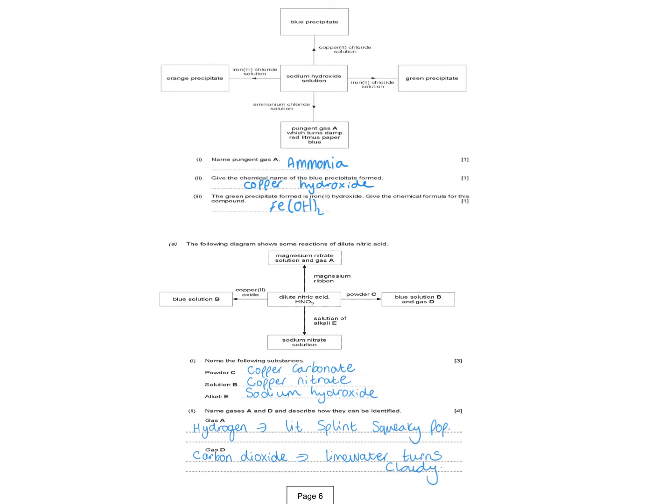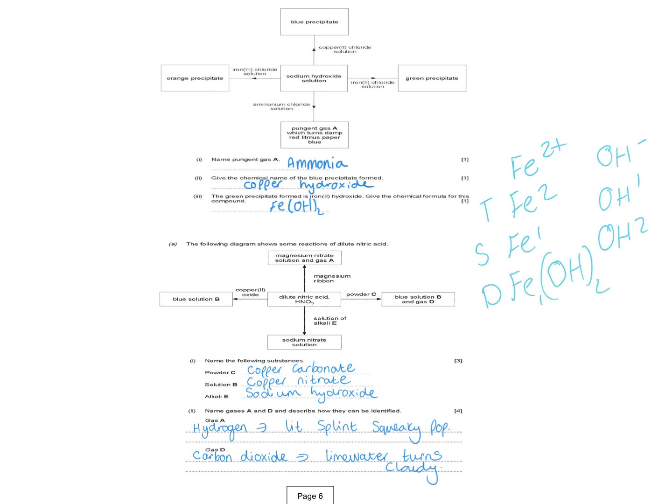Name the pungent gas. That's going to be ammonia. Give the chemical name of the blue precipitate. Anything that's blue is going to have copper in it. It's copper hydroxide because you're adding hydroxide to a chloride. And then it's top swap drop of iron chloride. So iron is 2+, hydroxide is minus, top, swap, drop, top. And then drop. Remember the bracket because there's two elements.